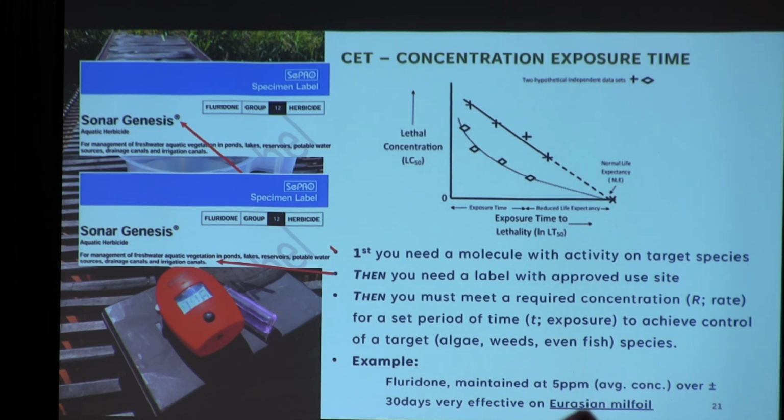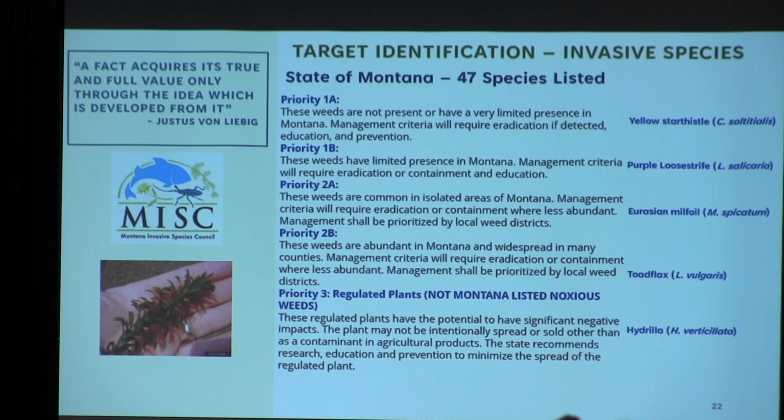Then we need to meet the concentration or rate for a set period of time, which is our exposure, to achieve control. And I'm going to throw out fluridone here just because I've worked with it for so many years, but fluridone is very effective on Eurasian water milfoil at very low rates. 5 ppb for a few weeks and you will strip out Eurasian water milfoil. If you have northern milfoil, you need to be at a slightly higher rate. So that actually speaks to the rate selectivity of fluridone. It's a pretty cool tool that you can go out there at specific rates and take care of specific species.